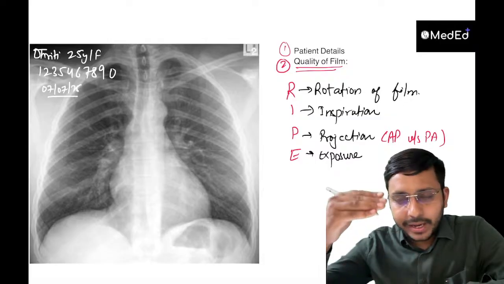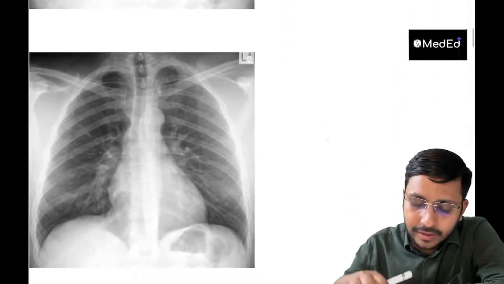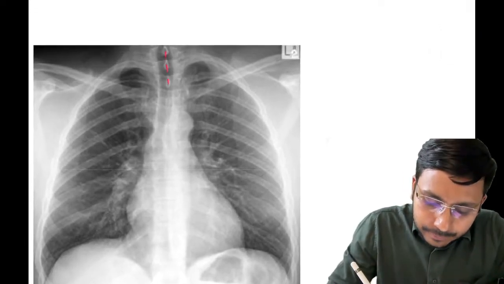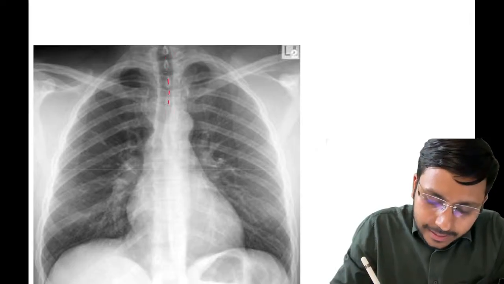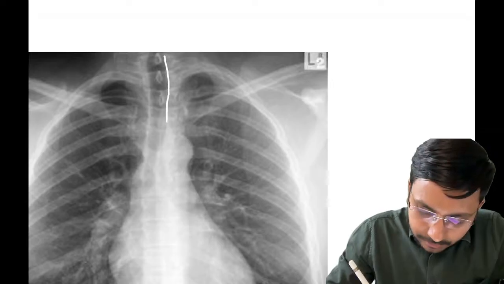Right? Now, how do we assess these four things? Rotation of the film. Rotation of the film is assessed by taking into account the distance of the tips of the spinous processes. Where are the spinous processes? So this is the trachea. Can you see this air column?